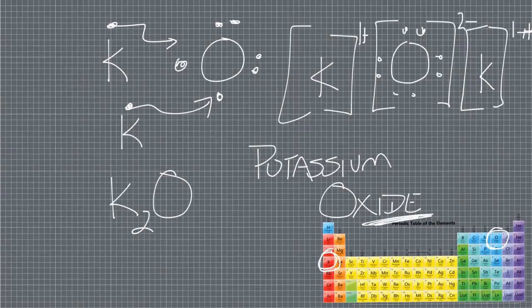So that's just a quick demonstration of how we would show and how we can understand how what are called ionic compounds would form by the forming of a positive and negative ion, and those two joining together.